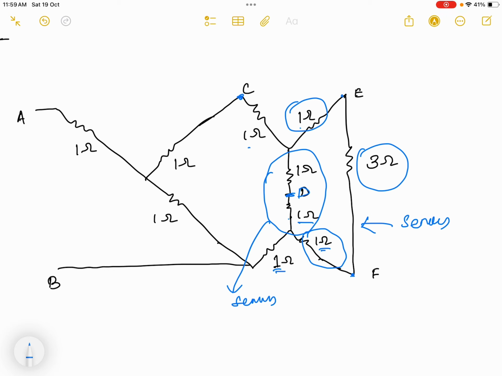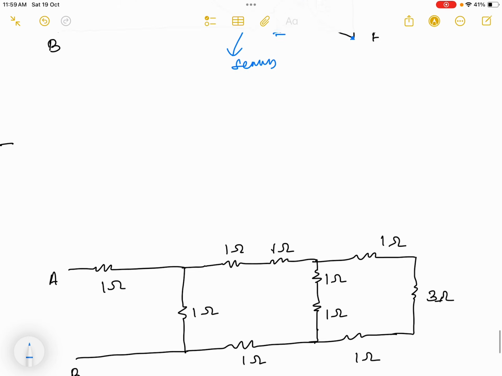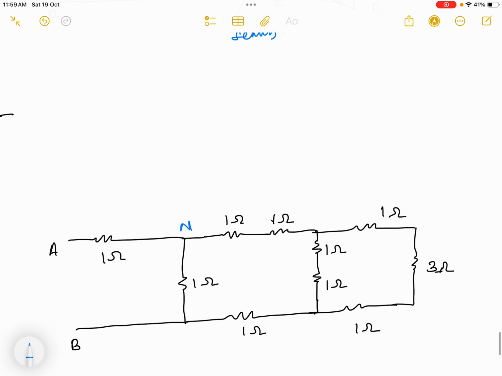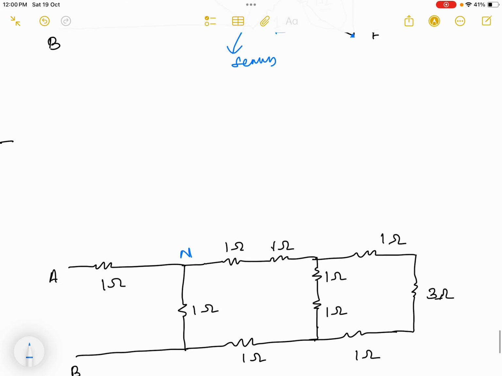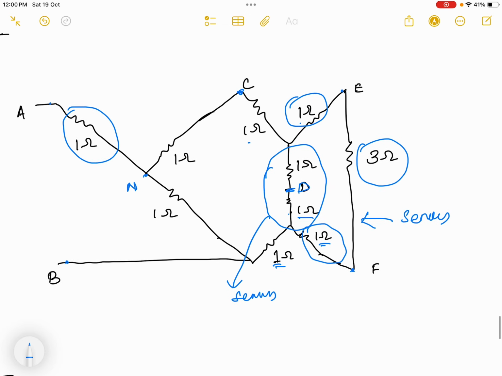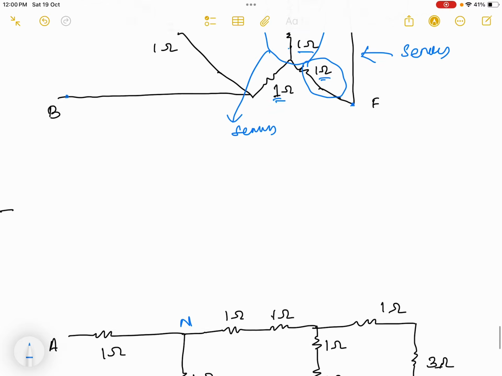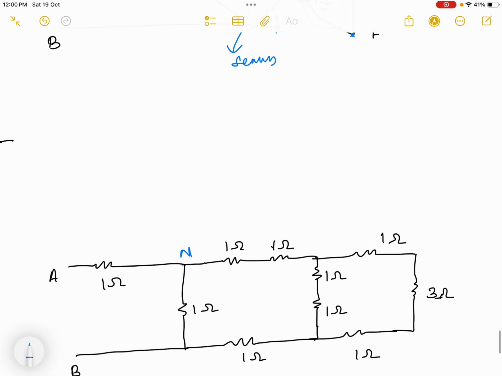Now if I redraw this diagram, I keep these nodes named A and B. From A to B, let this new node be N. So A to N, you can see here, I have kept the resistance value of 1 ohm. Then N to C is 1 ohm. So I make this the C. So N to C is 1 ohm.